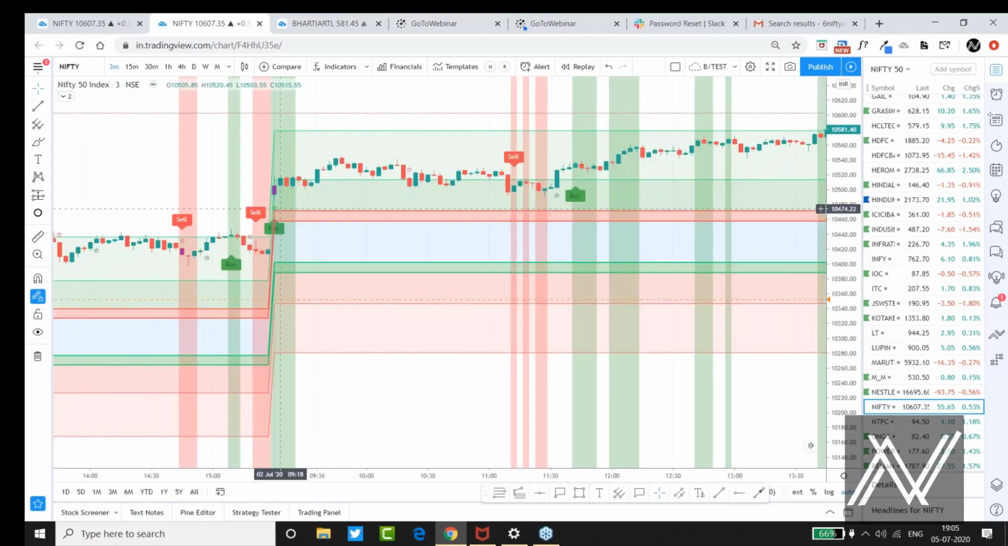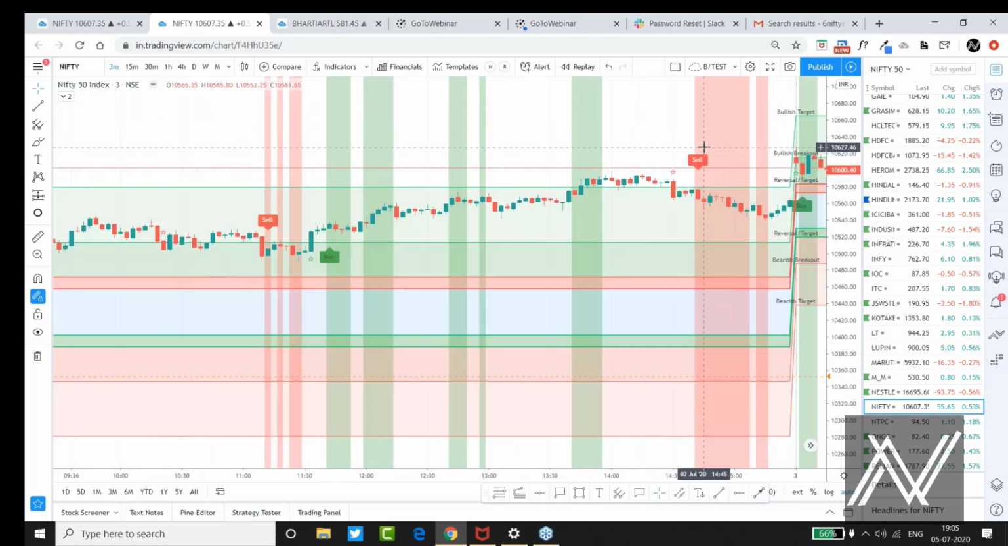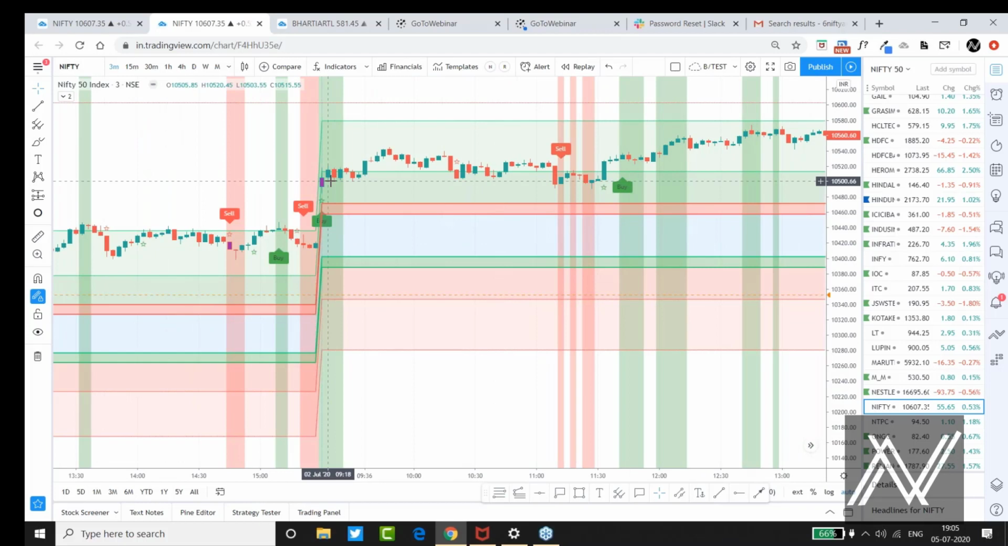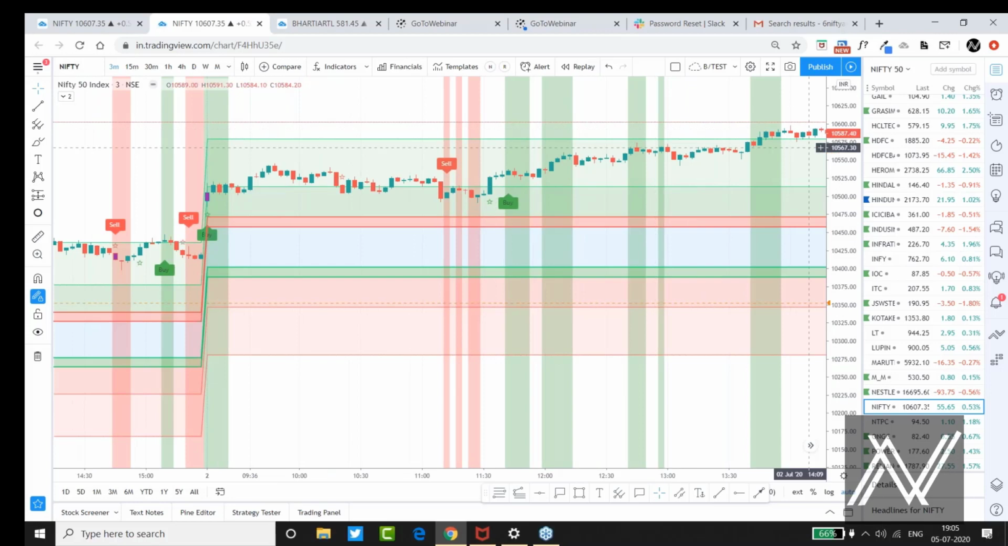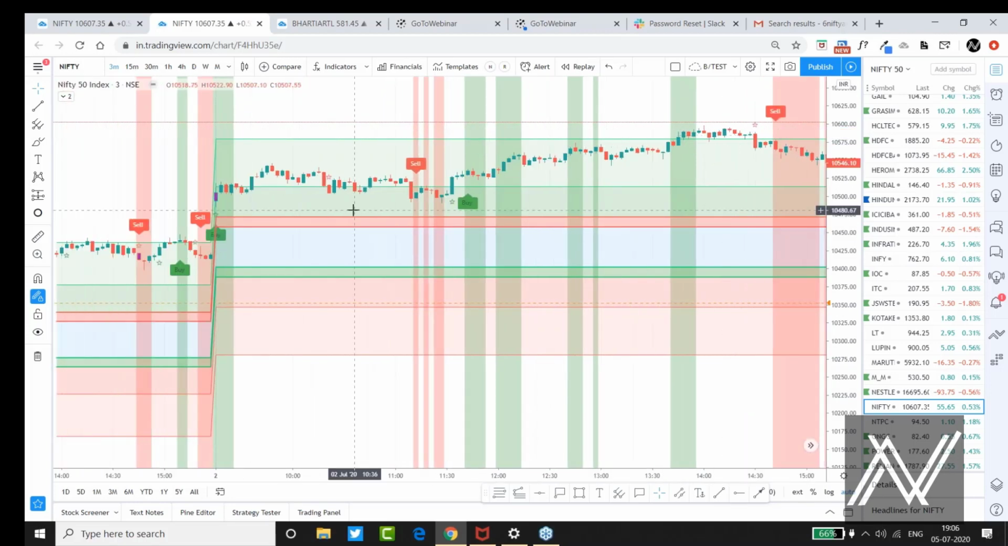It went well, the purple candle. It took it till this, but mostly what happens is if you trade at 10,500, your stop loss should be at 10,406. That is like a 100 point stop loss for almost 83 points of your target, which is really not a good R by R. So what you do is you make sure that you buy the stock here on this line and you sell the stock here on this line.